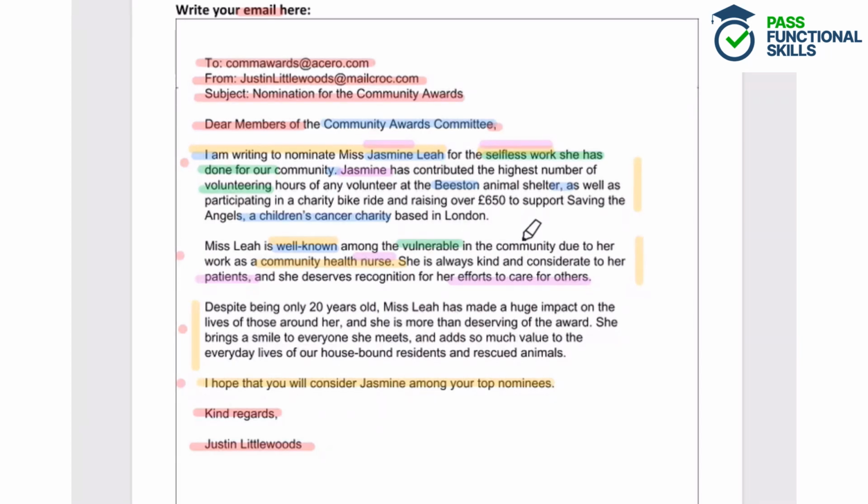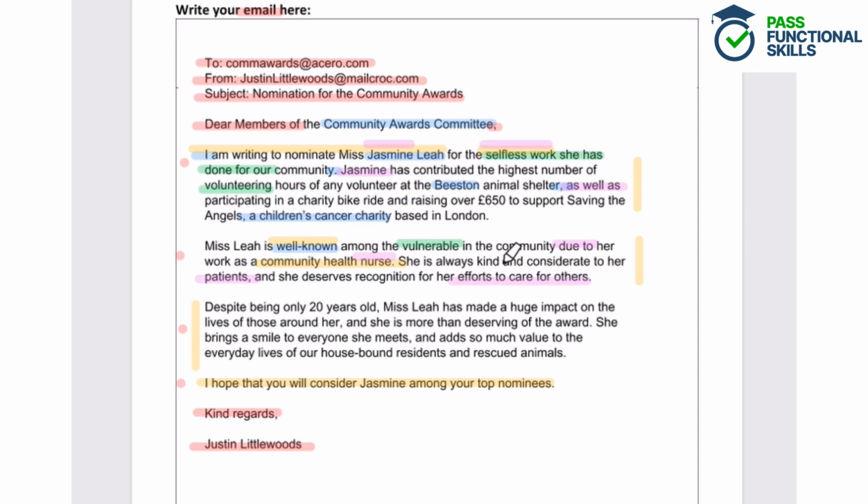It can be really helpful for you to use connective words and punctuation to make your sentences more complex and cohesive. So, for example, we've got as well as being used here to add some additional information. So not only has she volunteered at the animal shelter, she's also done this charity bike ride. And then in the second paragraph, we have due to. So that provides a bit of an explanation. She's well known. Why is she well known? Well, this is because she is a community health nurse.